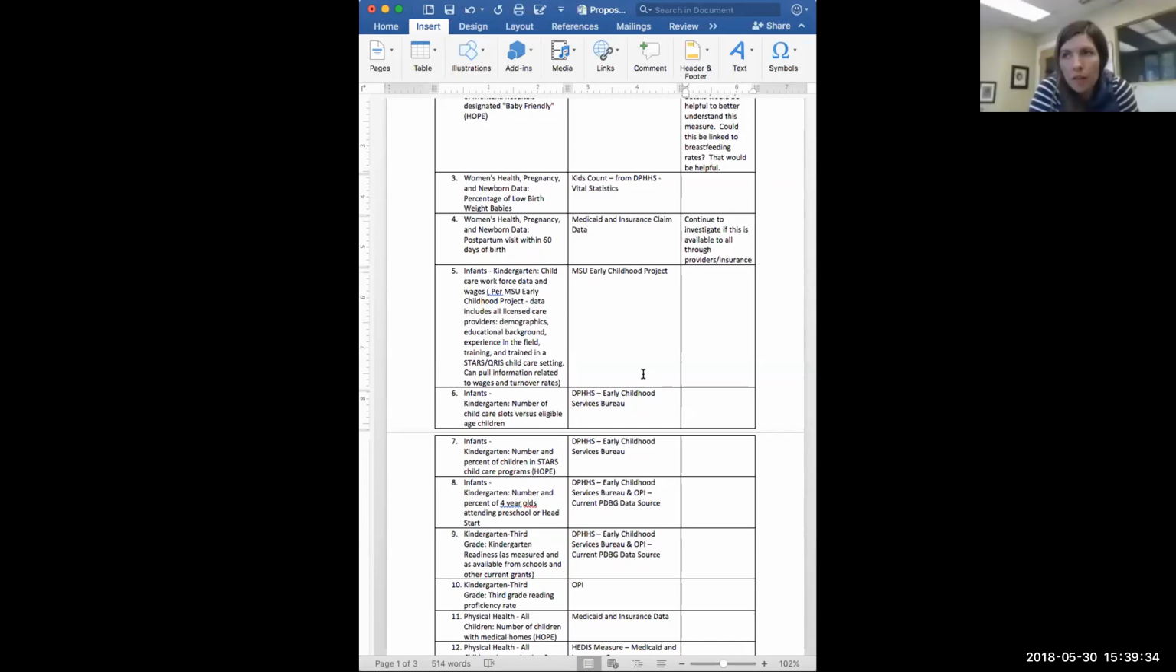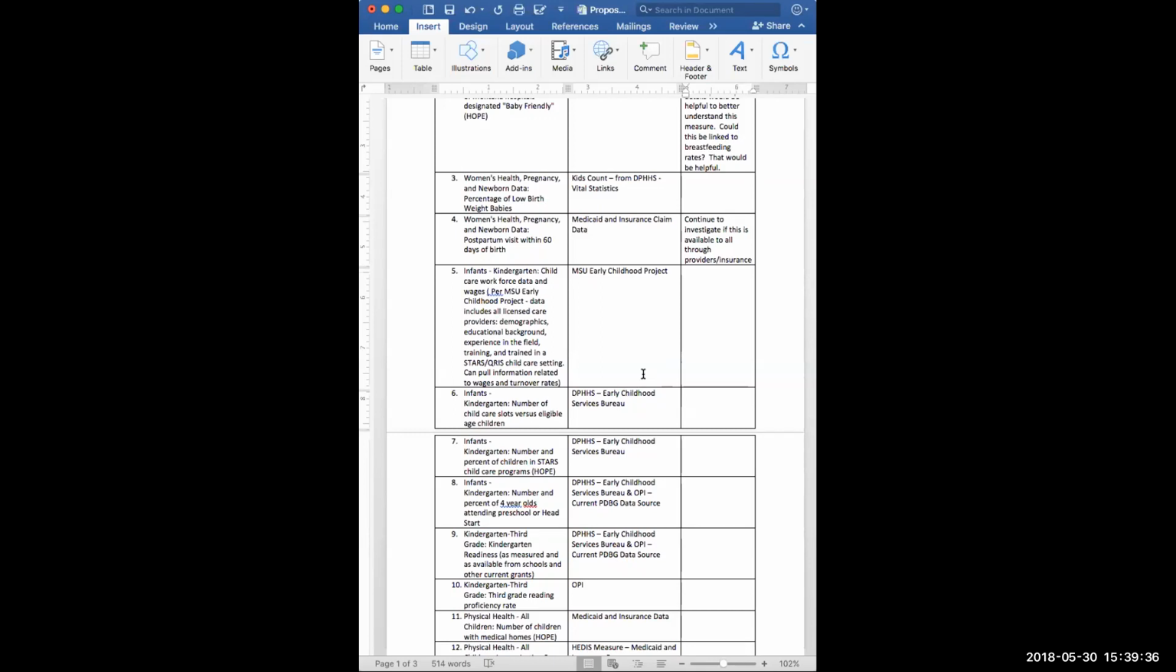Well, and I think it figures in with the low birth weight, because low birth weight is related to prenatal care. So if the percentage of children that are born at low birth weight is high, then it's also likely that prenatal care is poor.